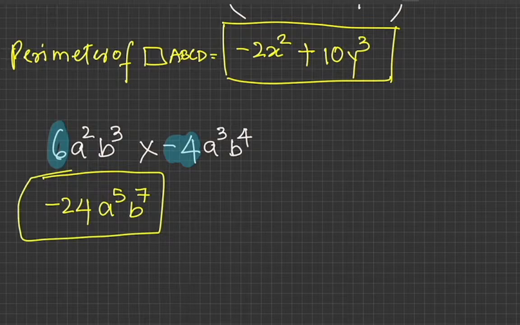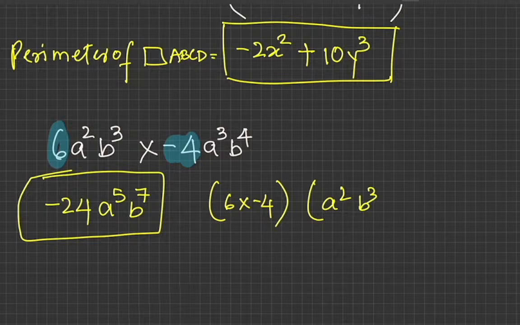Okay, so if you want to do that in your mind, you just take the product of numeric coefficients times the product of literal coefficients. Another way, if you want to take a longer route, you will probably do it this way. So a squared b cubed times a cubed b to the power 4. So it's just negative 24 a to the power 5 b to the power 7.